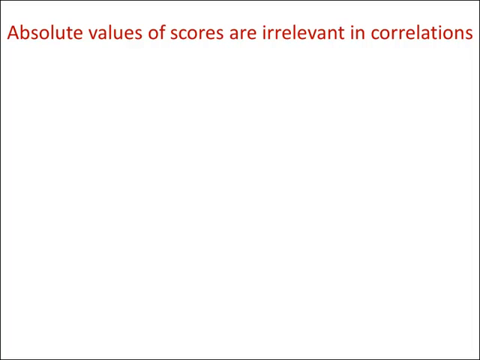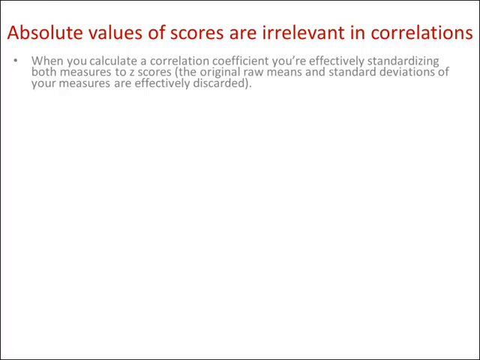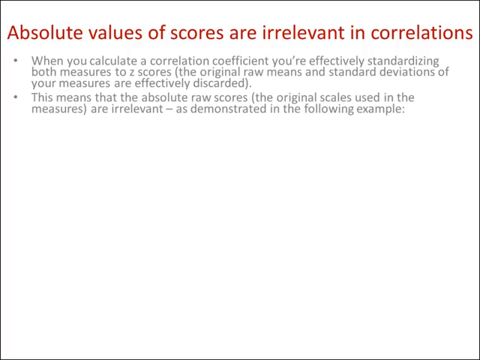Another important point is that because in correlations we're converting everything into a z-score, we're standardizing both measures, it means that the absolute values of the scores are completely irrelevant. So effectively you're throwing away the raw means and the raw standard deviations of both of your measures.